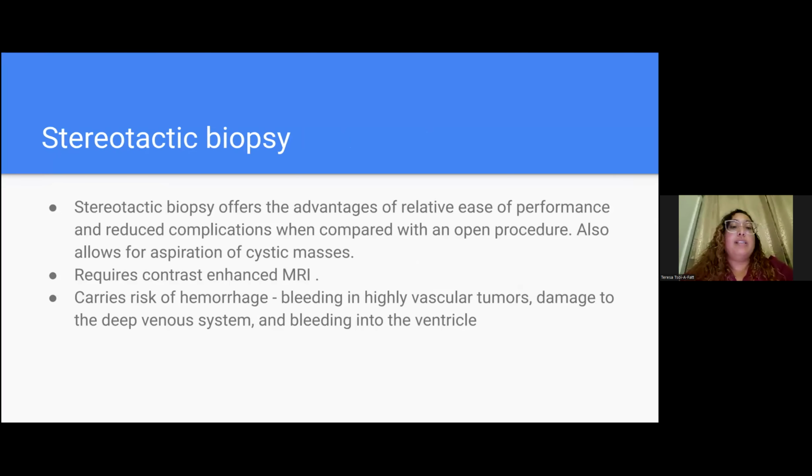We'll just go into a little more detail on stereotactic biopsies. So stereotactic biopsies offer the advantage of a relative ease of performance and reduced complications when compared to open procedure. It would also allow us to aspirate for cystic masses. Now, these stereotactic biopsies require contrast-enhanced MRIs. They also carry a risk, though, of hemorrhage, so bleeding in highly vascular tumors, damage to the venous system, or even the presence of bleeding into the ventricle.